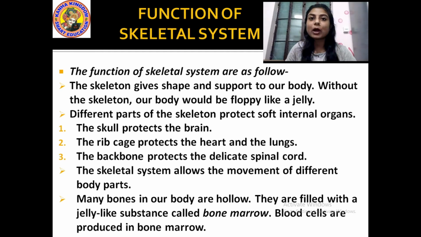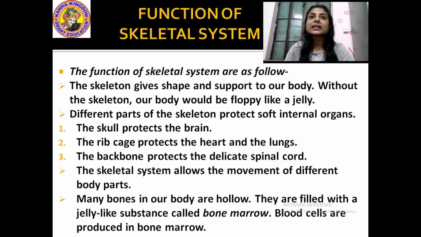You will read about this in your higher classes. What is this bone marrow? This bone marrow is a hollow-like structure inside our bone, which produces the blood cells in our body, which make the blood in our body. The cells that make blood in our body are the blood cells, which are produced in the bone marrow.